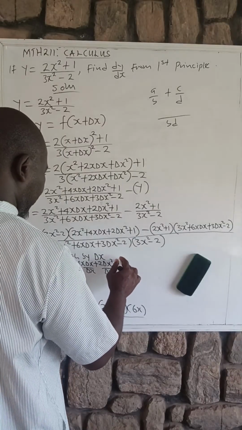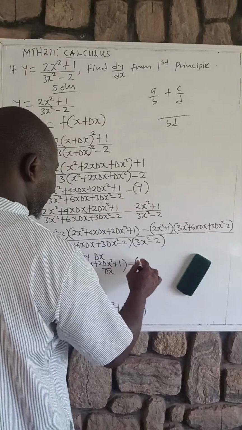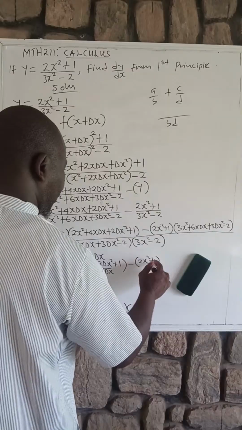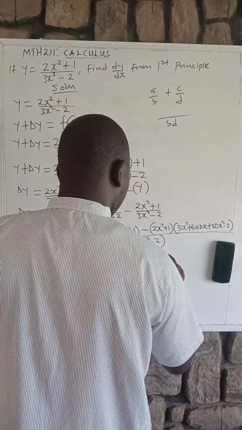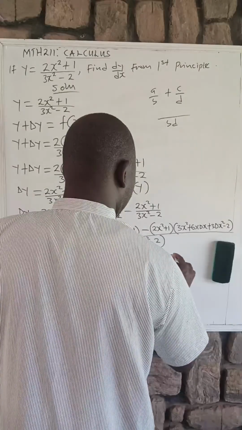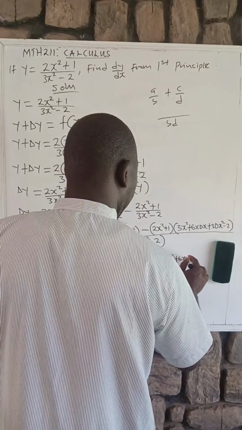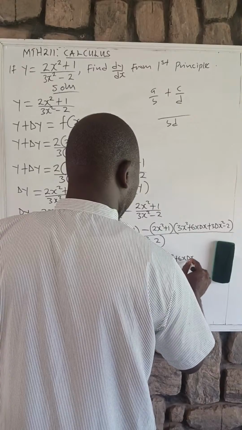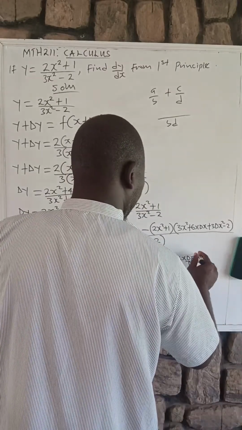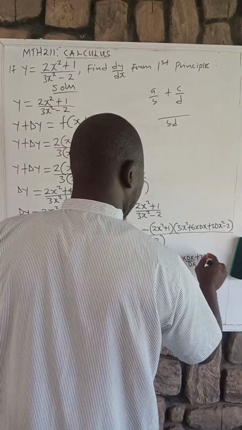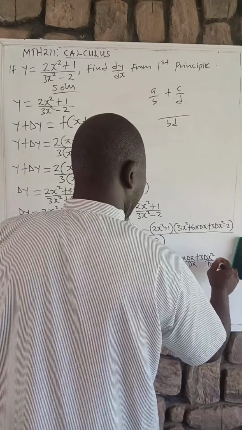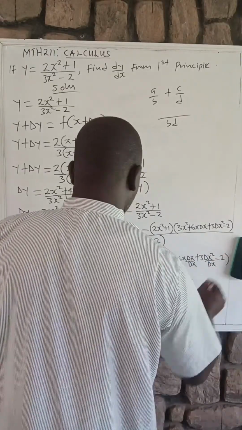Then minus open bracket 2x squared plus 1 times 3x squared plus 6x dx all over dx, right, plus 3dx squared all over dx minus 2, close bracket.